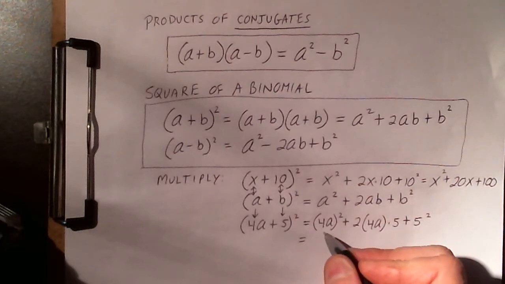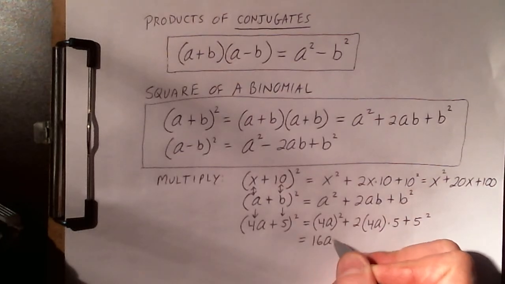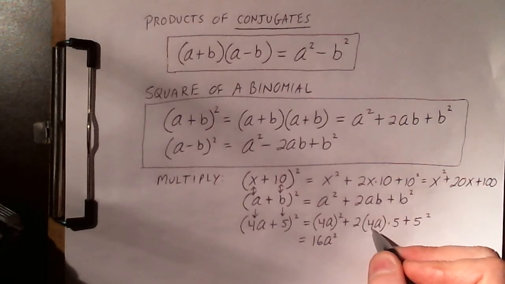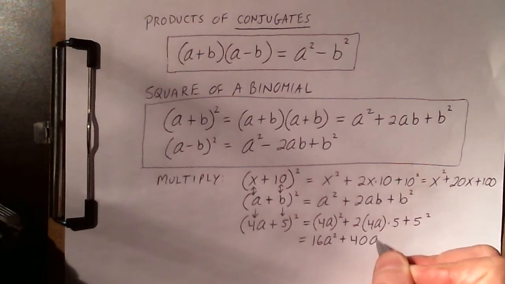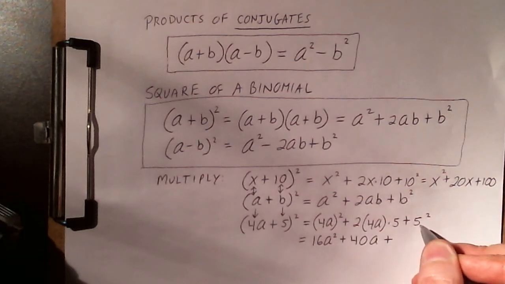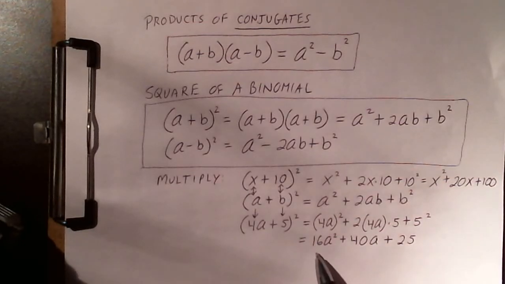Now we clean this up. 4a times 4a is going to be 16a squared. 2 multiplied by 4a is 8a, and 8a multiplied by 5 is 40a. And at the end, 5 squared is 5 times 5, or 25. So there we have it. 16a squared plus 40a plus 25 is the square of this binomial 4a plus 5.